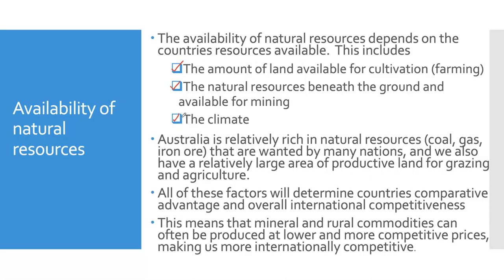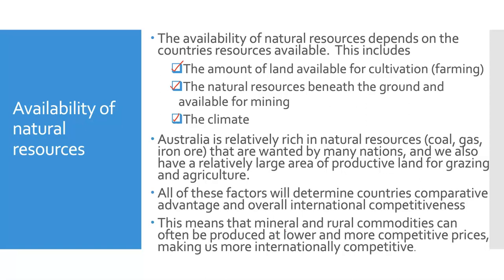And the climate. Now, this is where Australia really has a competitive advantage. We are rich in natural resources like coal and gas and iron ore that are wanted by other nations. We also have a large landmass, which means we have a large area of productive land for grazing, agriculture and production. Now, these factors influence international competitiveness, particularly compared to the natural resources that other nations have. So this means Australia's advantage is this availability of resources.